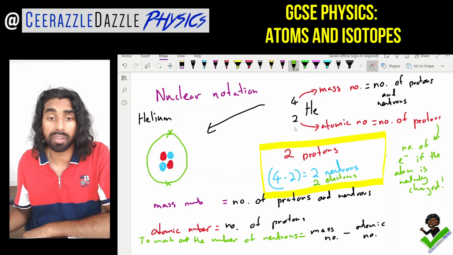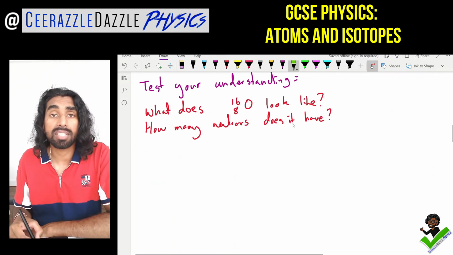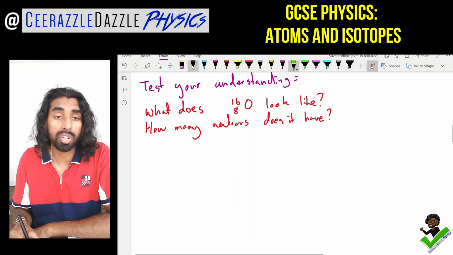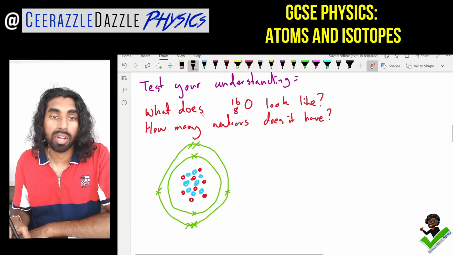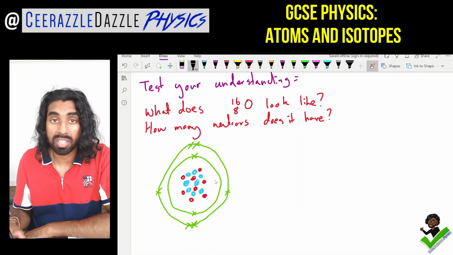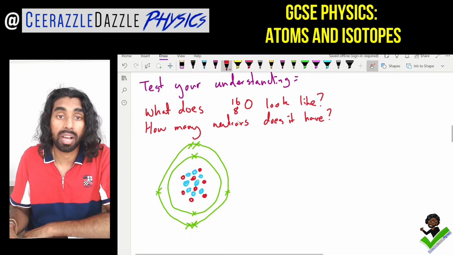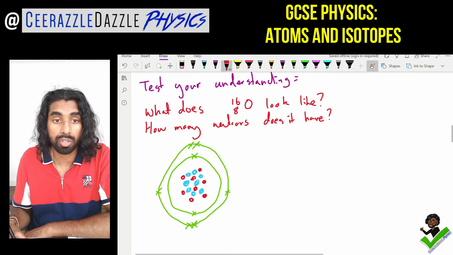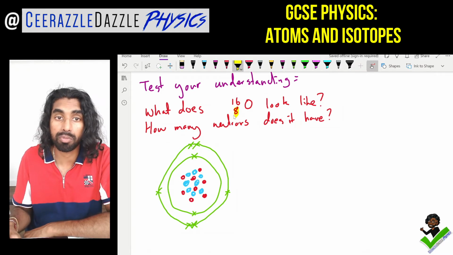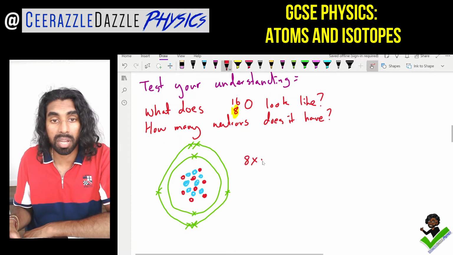Let's move on, everyone. So, test your understanding. What does oxygen-16 (16, 8) look like, and how many neutrons does it have? Well, first of all, we can draw it out. It looks like the following. Make sure you understand the reason why. Because now look, I've got how many protons? 1, 2, 3, 4, 5, 6, 7, 8. Why? Because look, the bottom number is 8. So therefore, yes, you're right, 8 protons.